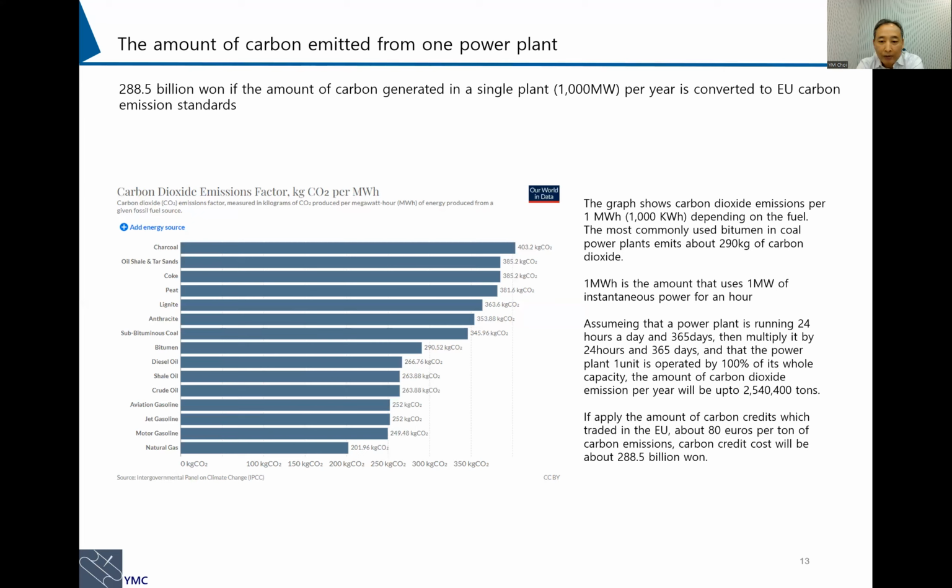If we apply the carbon credit price traded in the EU, they say 80 euro per ton of carbon emission. So the carbon credit cost will be about 288 billion won.